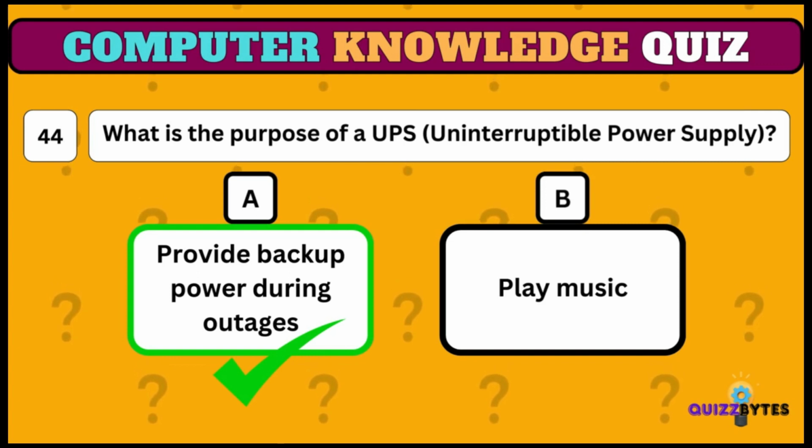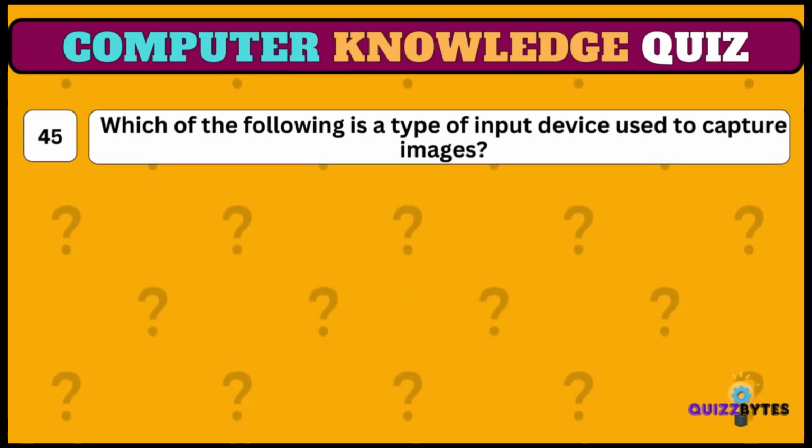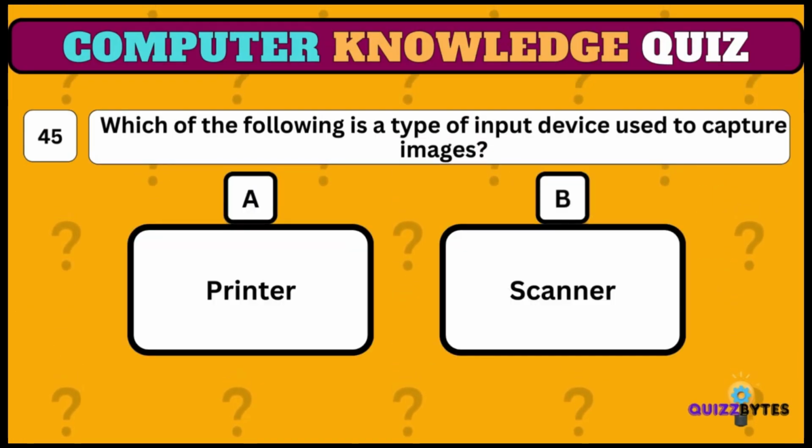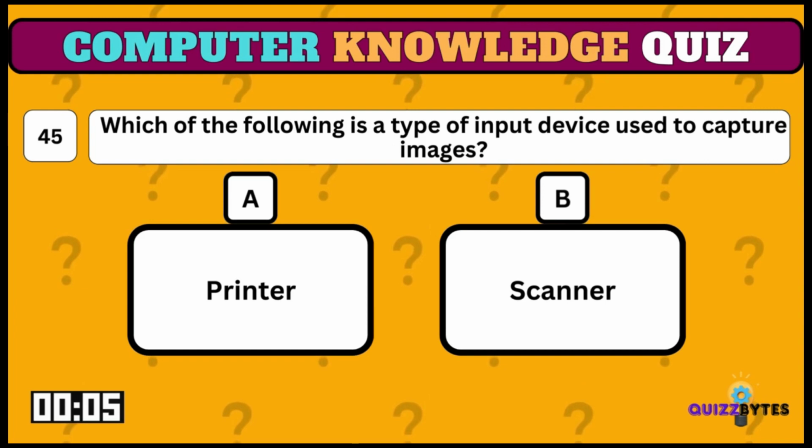Correct. A UPS provides backup power for uninterrupted operation. Now, let's capture images with question 45. Which of the following is a type of input device used to capture images? A. Printer or B. Scanner?